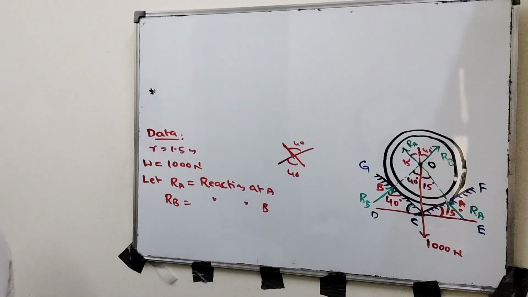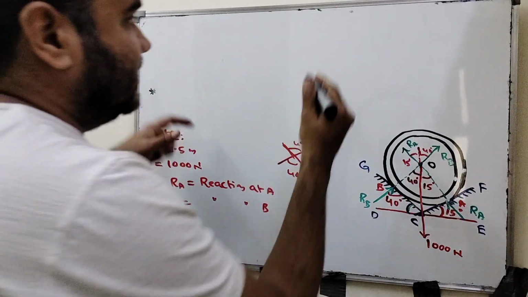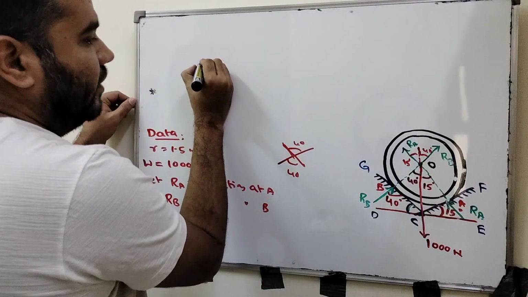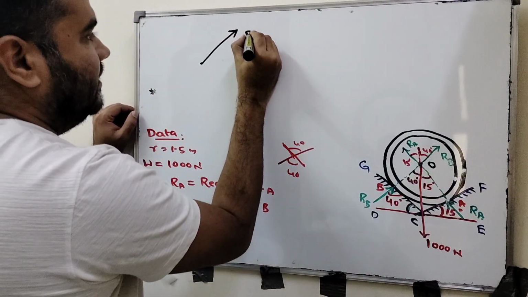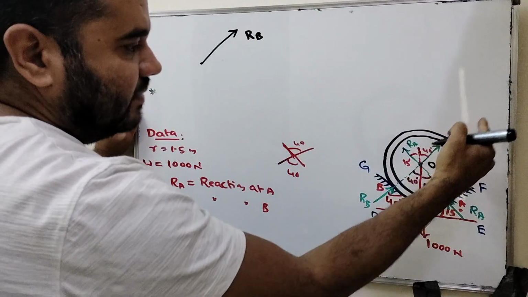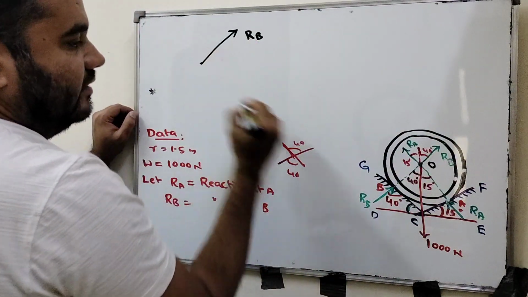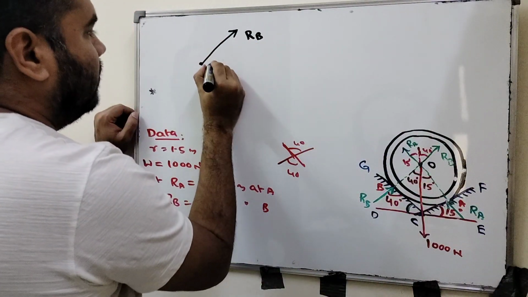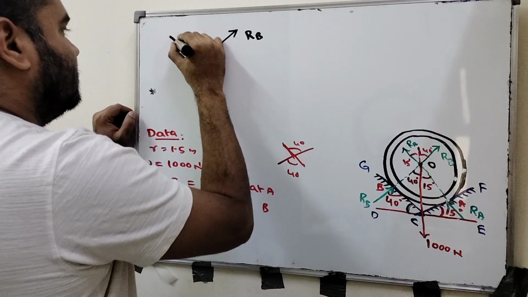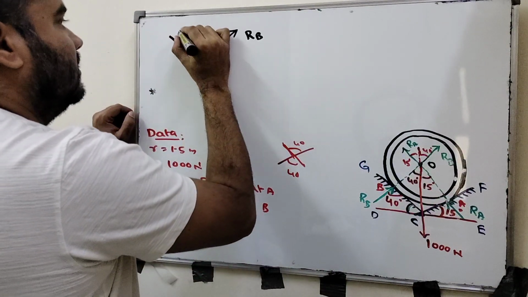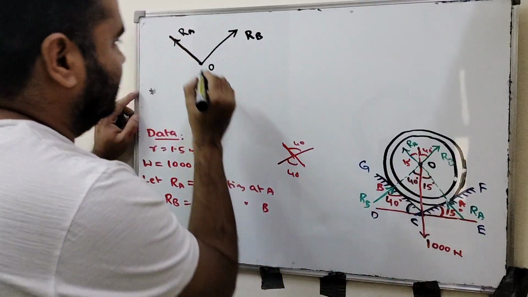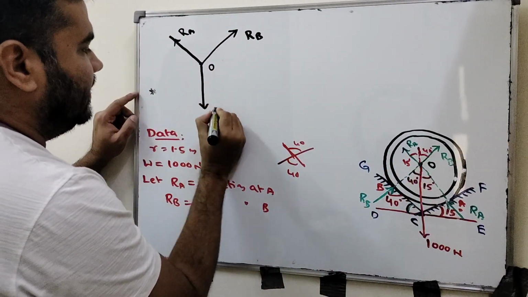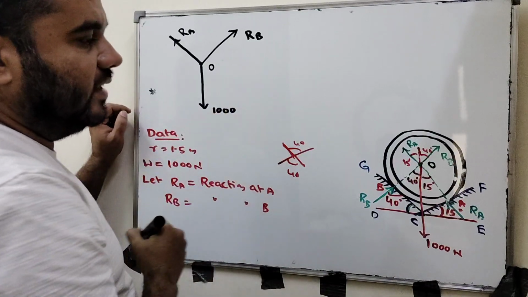I'll draw the free body diagram, you will come to know here. This is point O. This is RB. RB is passing through point O, and RA is passing through here. This is RA, and the weight of the cylinder is 1000 Newton, in the downward direction.